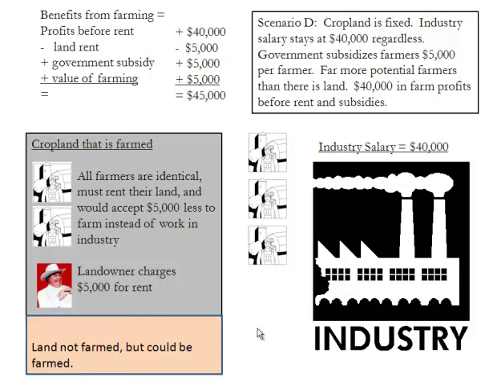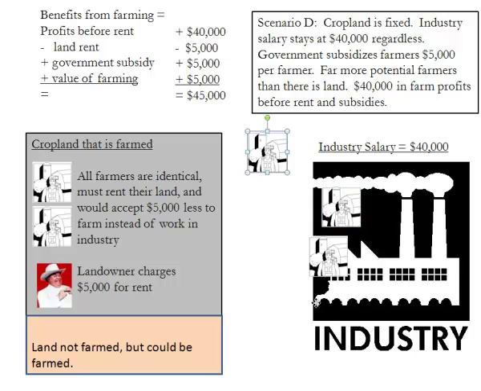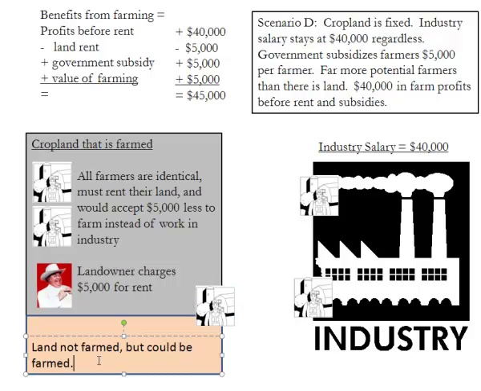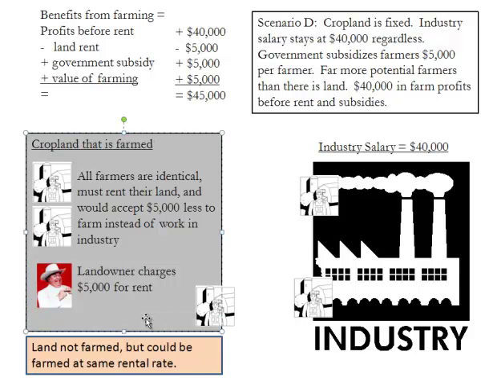And now what's going to happen is when there's this subsidy for farming, and when people leave the industry to go farm, they're going to come here, and the landowner may try to charge them more rent, but the farmer also notices there's more land that could be farmed, and we're going to say land's not farmed but could be farmed at the same rental rate. And so what this farmer is going to do is, instead of bidding up the rental rate of cropland, this farmer is going to want to simply rent this land that's not being used. So now we see the cropland beginning to expand.